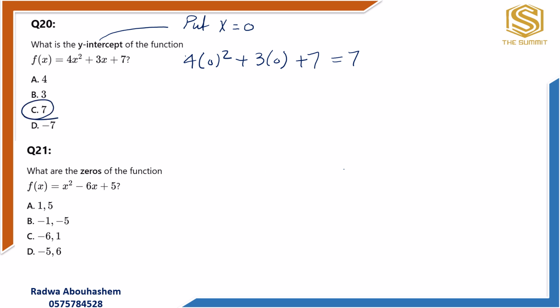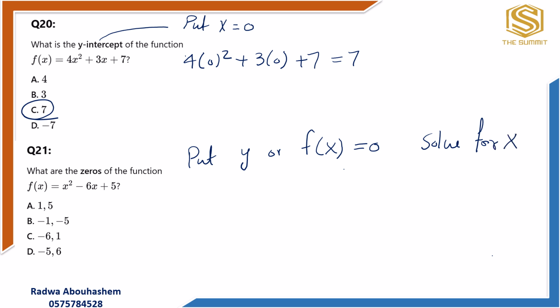What are the zeros of the function? Zeros, roots, solution, all of these are the same. He's asking you about the x-intercept. So this means that you have to put the y equal to 0. Put the y or the function of x equal to 0, then solve for x.